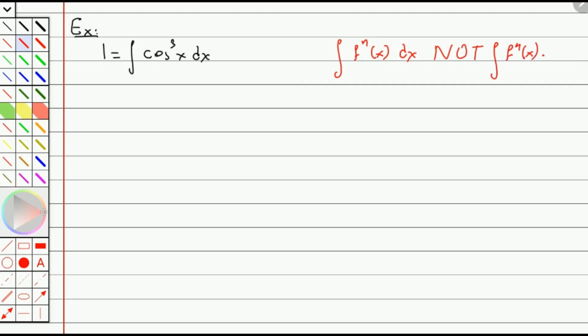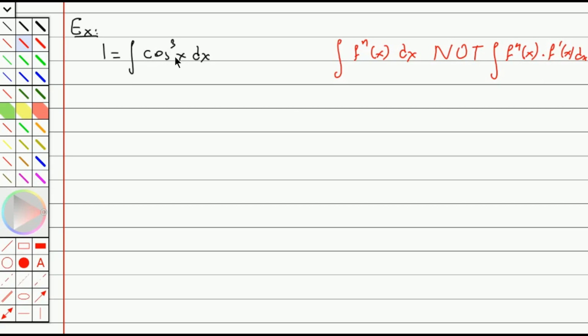Lastly, let's see another one. I is equal to the integral of cosine cubed x dx. We can clearly see that this is an integral of f to the nth of x dx, not the integral of f to the n times f prime of x dx. So these two are not the same. We are not multiplied with the derivative of cosine, so we cannot use the power rule.